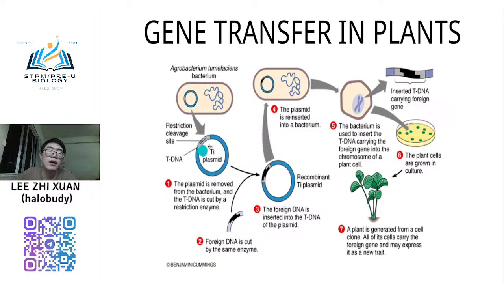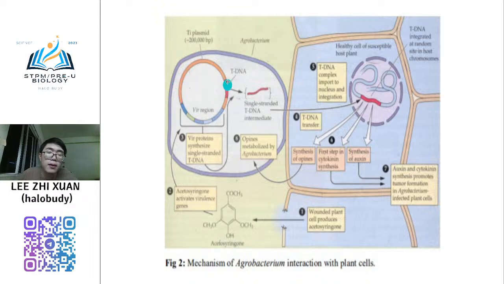The tDNA is the region of the Ti plasmid that contains the insertion site, so that the gene of interest will be at here. Gene of interest will be at here. So you see this tDNA is near here. It will be added there.